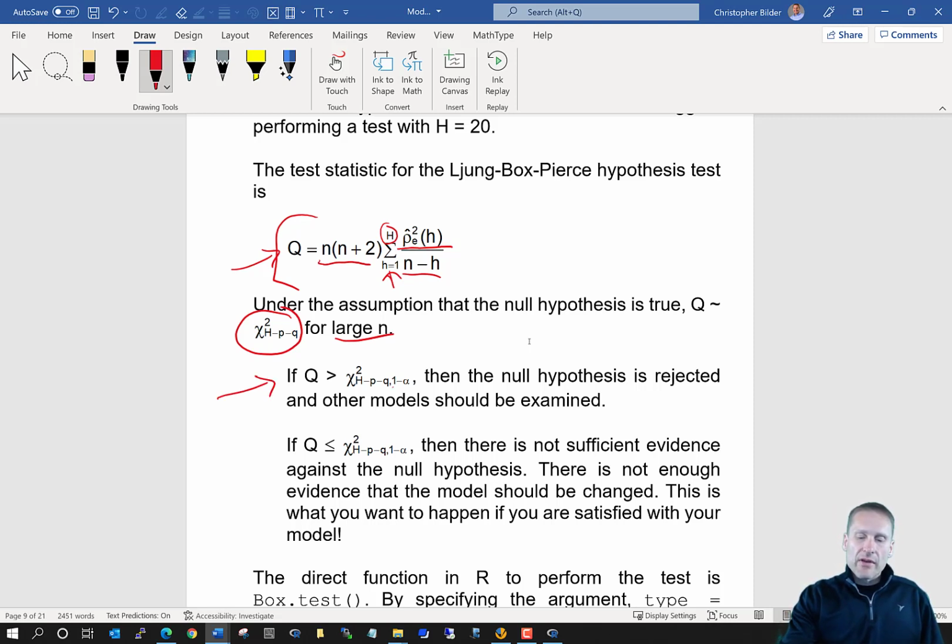If Q is larger than, let's say, the 1 minus alpha quantile from this chi-squared distribution, then you reject H0. You shouldn't use that model. If Q, though, is less than or equal to this corresponding quantile, hey, it looks like your model's probably okay. This isn't a guarantee, but obviously if your model was okay, you would want to say don't reject H0.